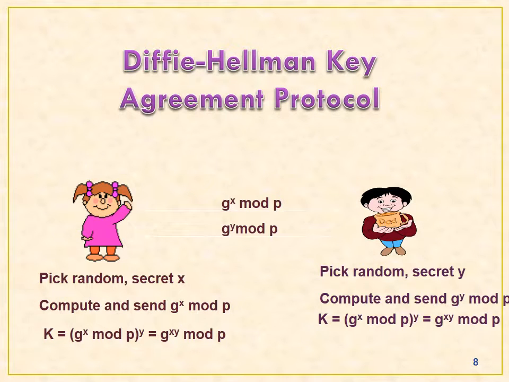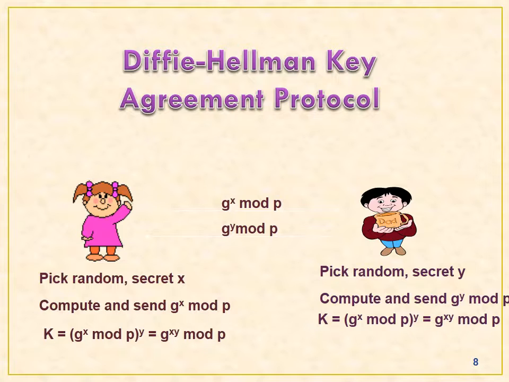In this slide, we will see the pictorial representation of whatever we have studied in the previous slides. So, let the left picture represent Alice and the right picture represent Bob. Alice will pick her random secret as x, and Bob will pick his random secret as y. Now, Alice will compute and send g raised to the power a mod p to Bob, and Bob will compute and send g raised to the power b mod p to Alice.